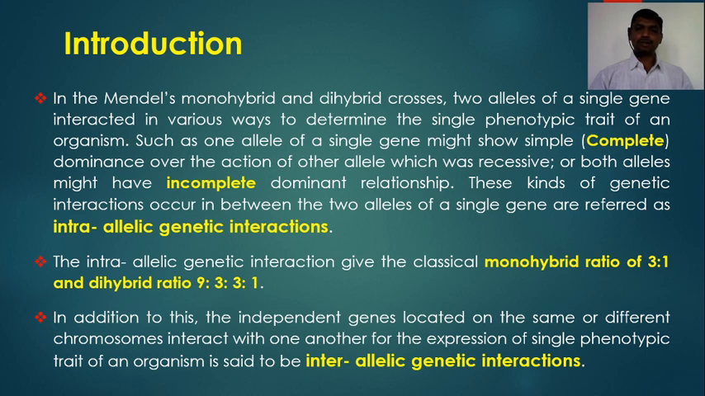These are the two alleles of a single gene. They interact in various ways to show complete or incomplete dominant relationships. Such type of interaction we previously saw as intraallelic genetic interaction. But in this chapter we are going to study interallelic genetic interaction. These genetic interactions are different from those seen in Mendelism.